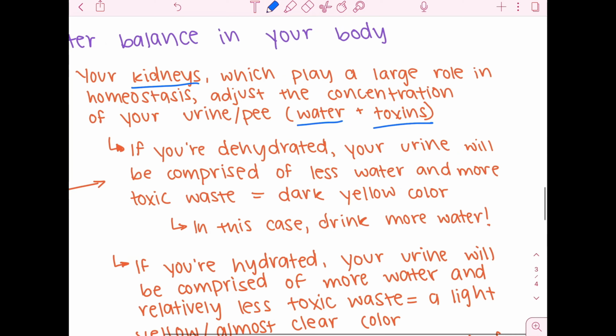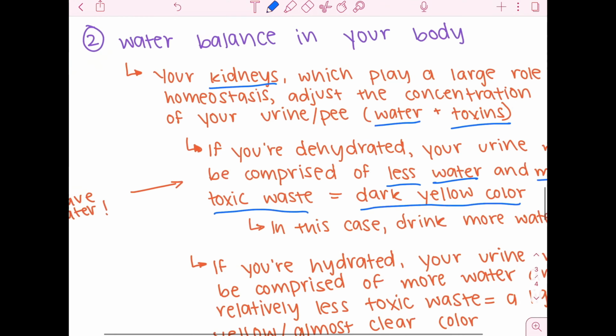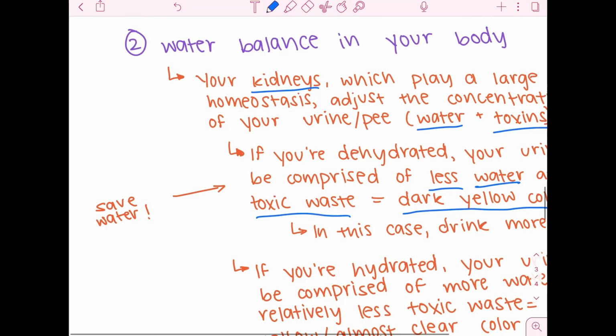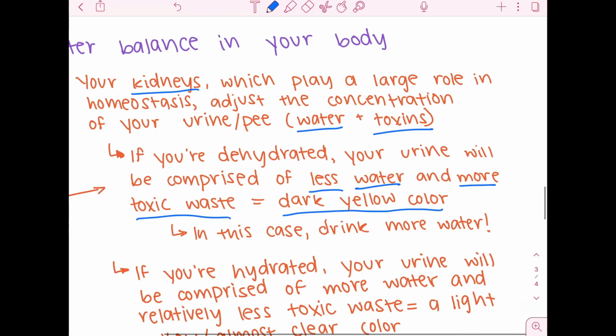So if you're dehydrated, your urine will be comprised of less water and more toxic waste, which will give your urine a dark yellow color. What your body is telling you when you have dark yellow pee is that you need to save water in your body because your cells need the water more than your pee needs the water. So in this case, you have to drink more water. This is your body telling you that it needs a lot more water right now.